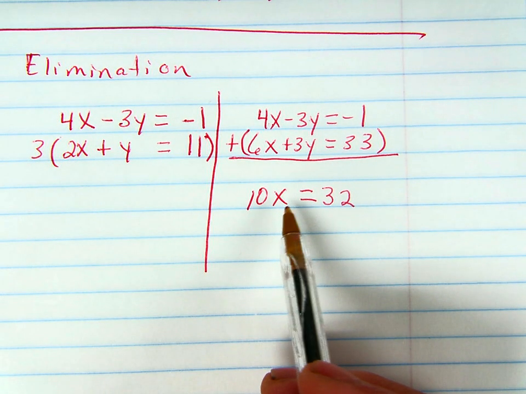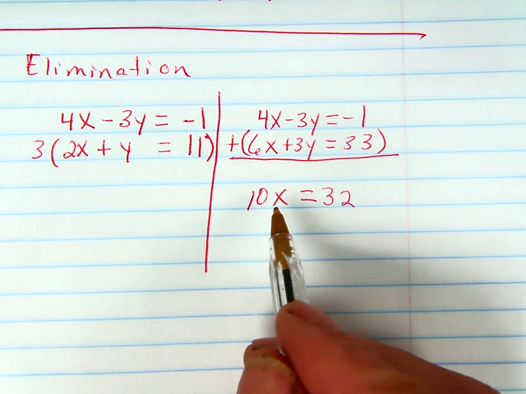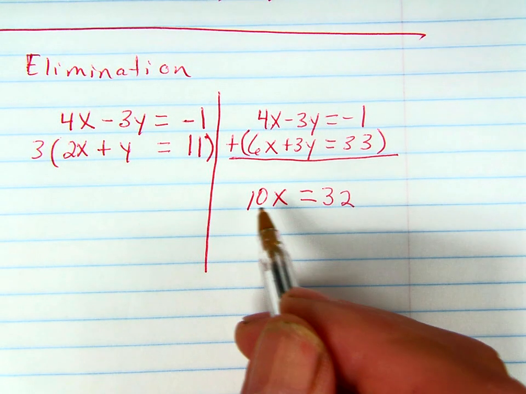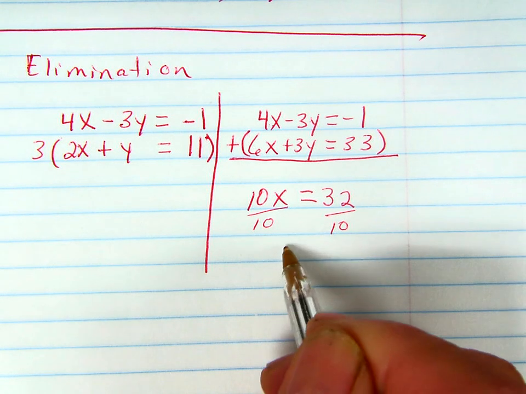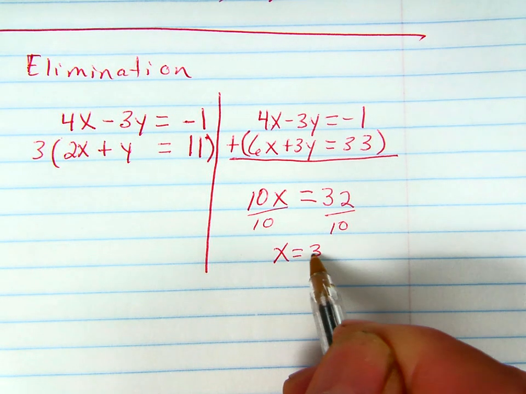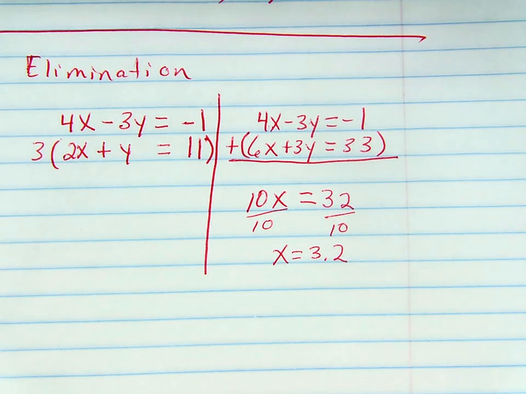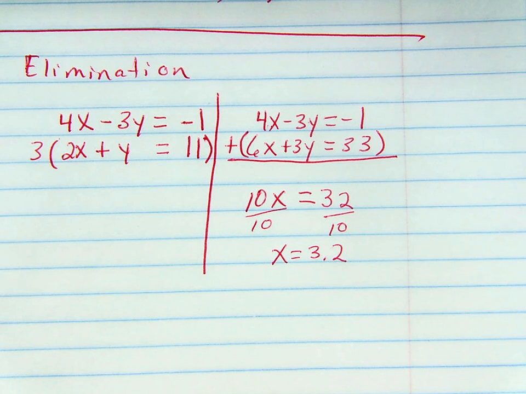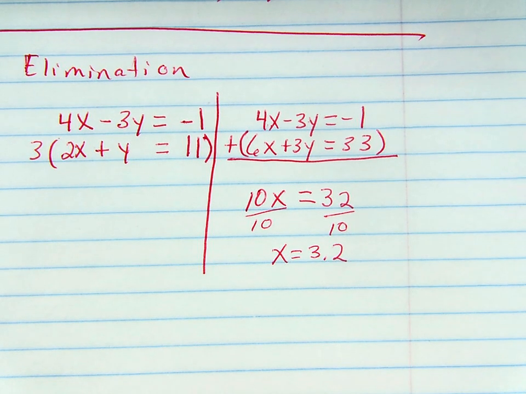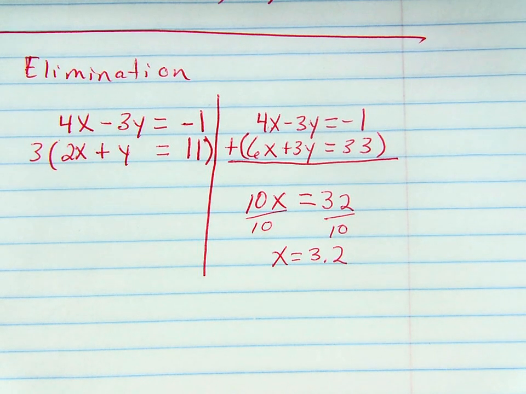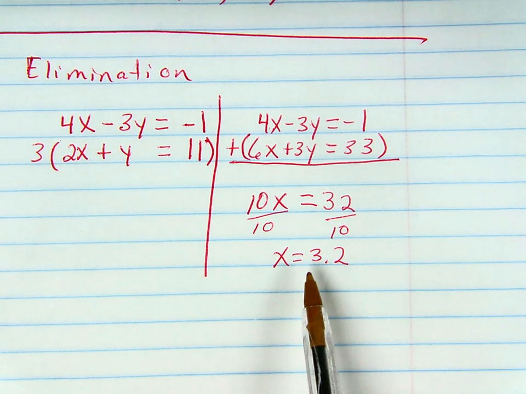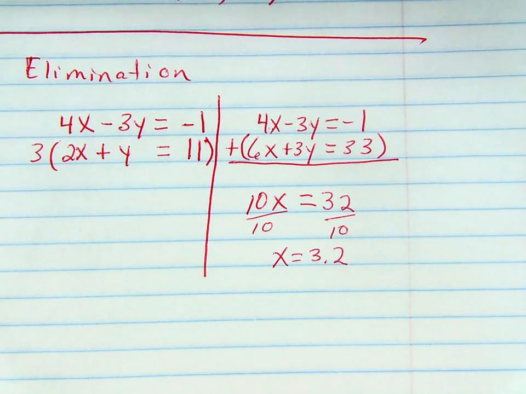All right. Okay, so this we can obviously solve. Divide by 10, divide by 10, x equals 3.2. Same goal as when we were doing it the other way, except we didn't know which variable we were going to start out solving for. Found our x, now we need to find the y.